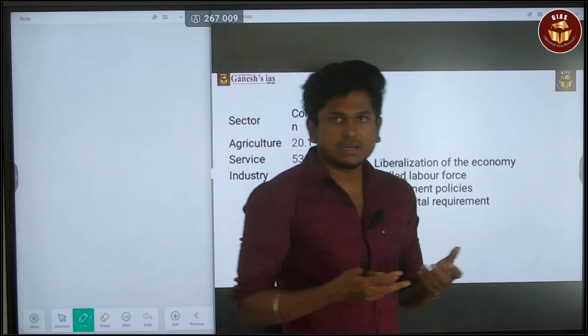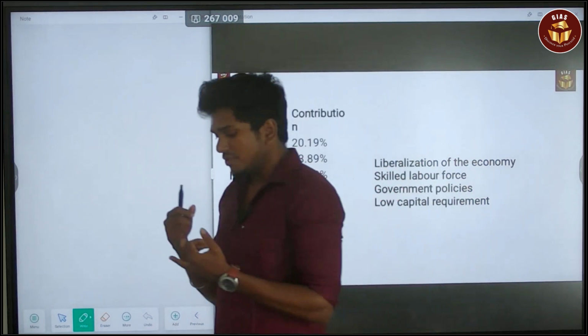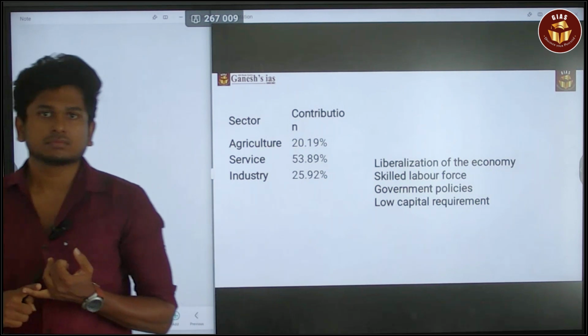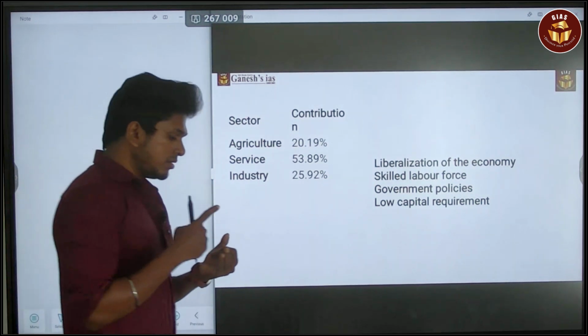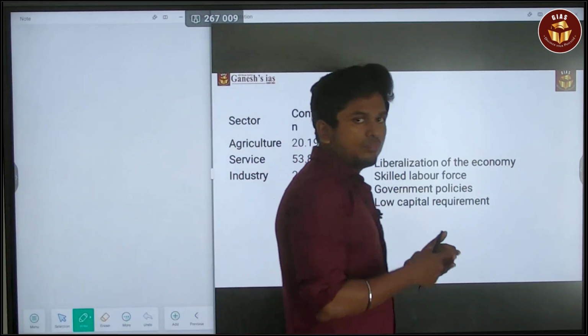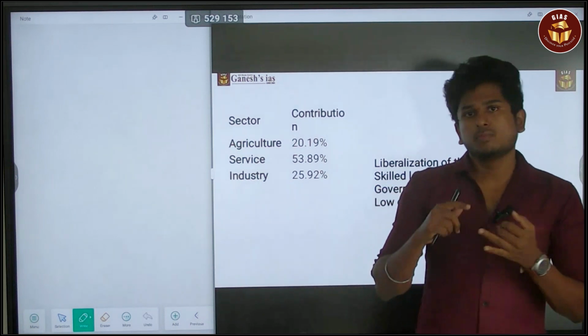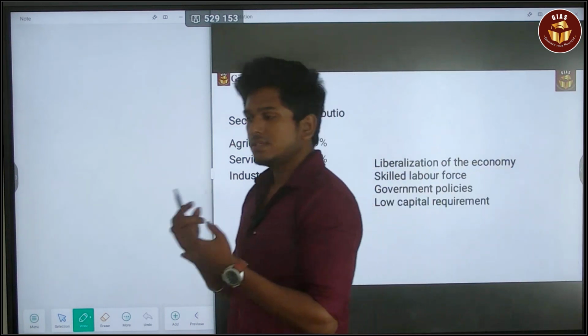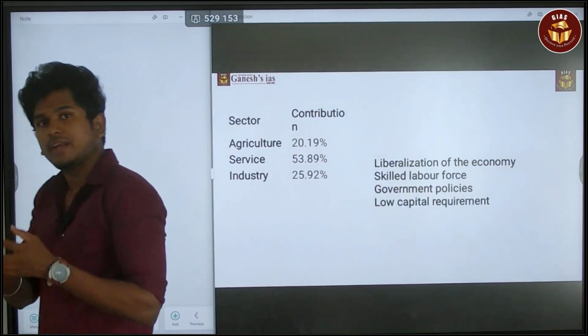Next, skilled labor force, which means we are well versed in speaking English and also well versed in using computers. I am not talking about programming languages. I am just saying that at the time period of 1991.